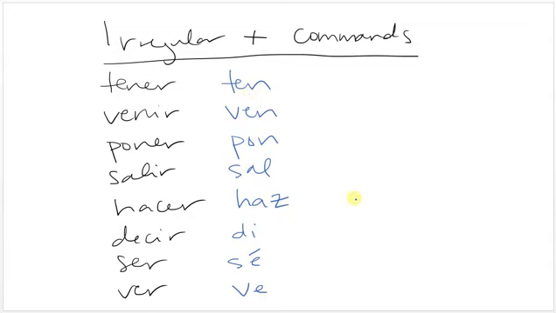So if you are familiar at all with Hava Nagila, which is a Jewish song, which goes Hava Nagila, Hava Nagila, Hava, something, something, something. Okay, so we're going to use that for our irregular positive commands. So if I'm telling somebody to do something, remember this means have, come, put, leave, do, say, be, and see. And it goes to Hava Nagila.